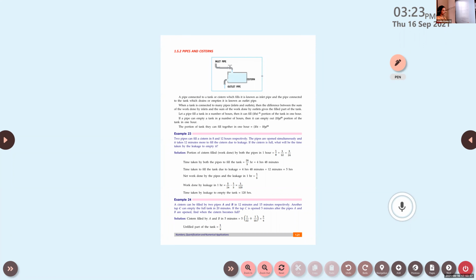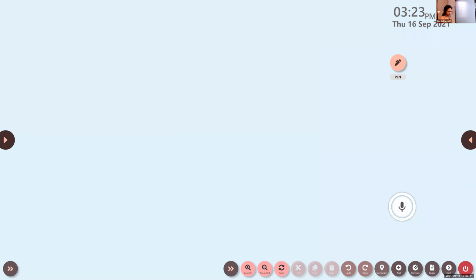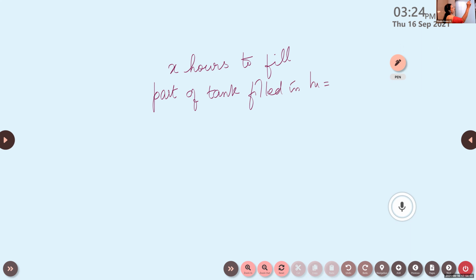Okay, write down. Note down all these things, children. Suppose the pipe takes X hours to fill the tank. That means the part of the tank filled in 1 hour will be 1 by X.